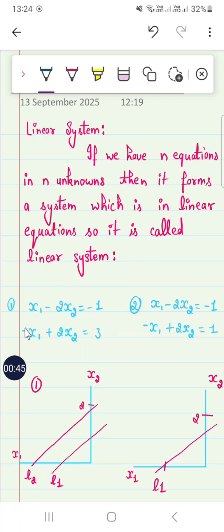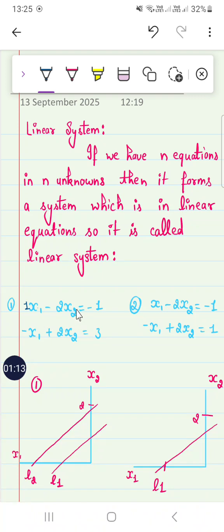Let us take two equations. This one is x1 minus 2x2 is equal to minus 1, and minus x1 plus 2x2 is equal to 3, right? The first has two unknowns. How? x1 and x2. These are two unknowns, right? And there exist the coefficients 1 and minus 2.